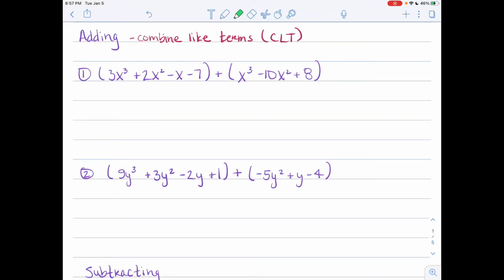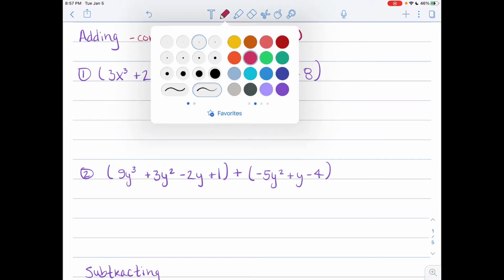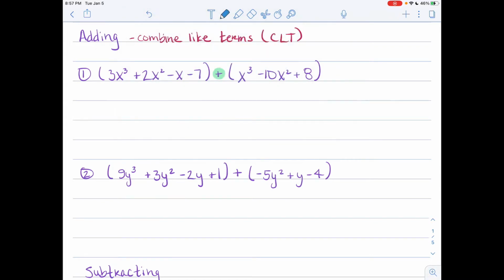The first type of examples that we're going to work through today are for adding polynomials. And in order to add, we basically just combine the like terms. Notice that I have each of my polynomials in parentheses, and then there is a plus sign between them. That's indicating our addition. So in order to combine our like terms, I want to identify those first.